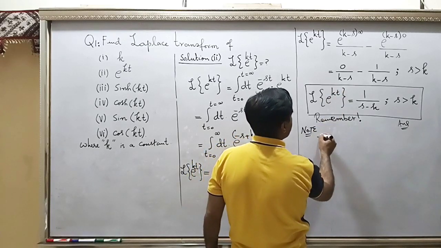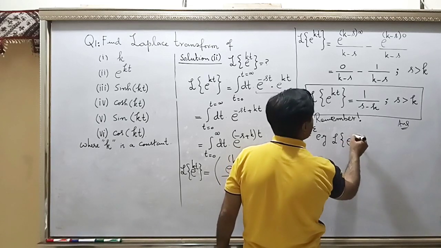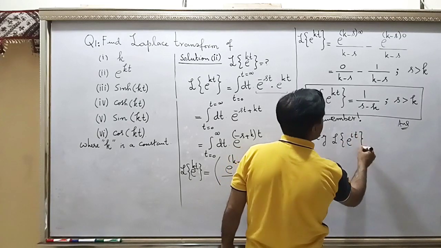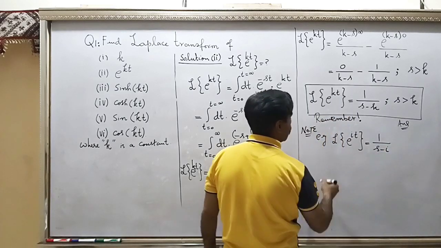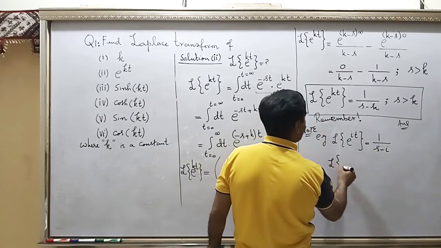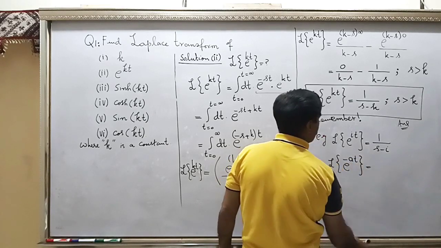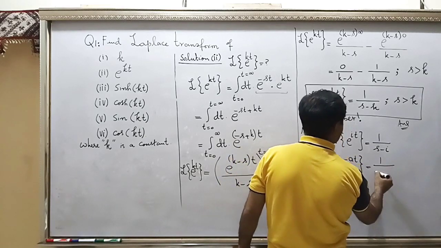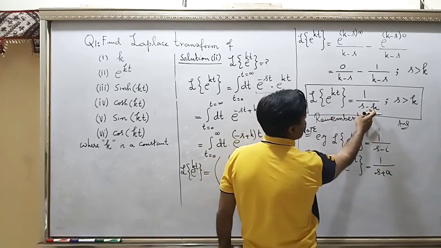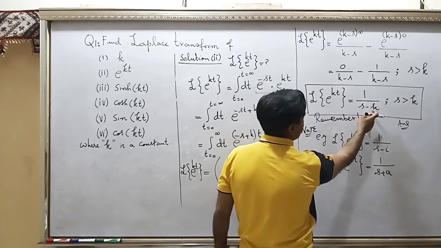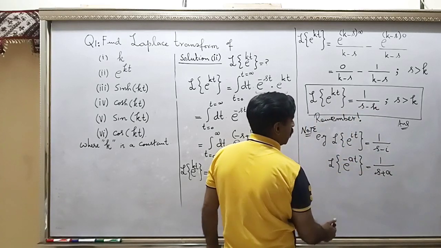For example, Laplace transform of e to the power iota t, what will it be? 1 over s minus iota. Laplace transform of e to the power minus at, what will it be? 1 over s plus a. If it is plus k here, it is minus k. The opposite sign happens here. So this is minus a and here you will get plus a.